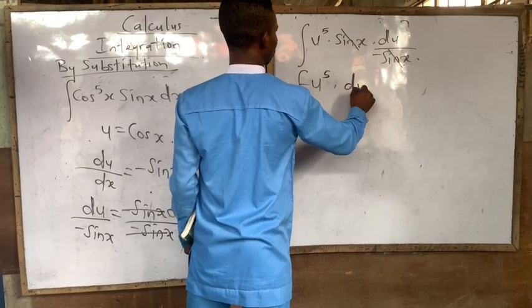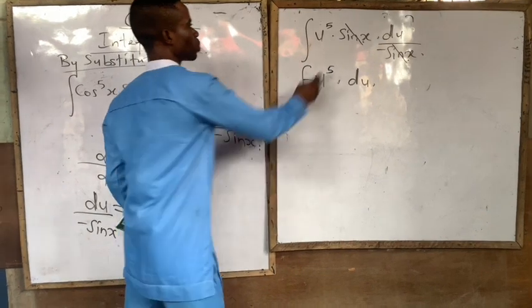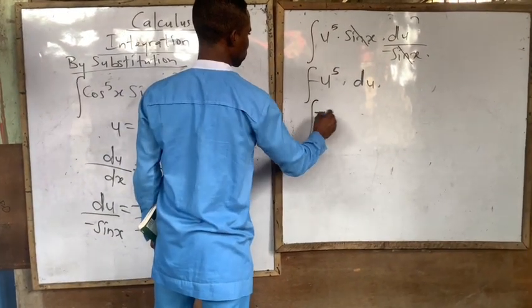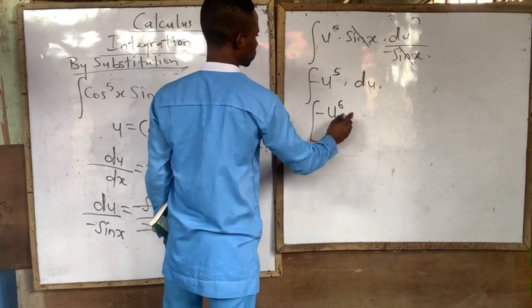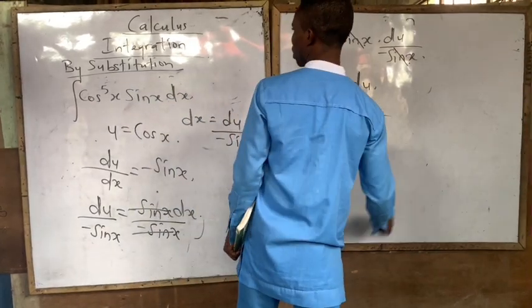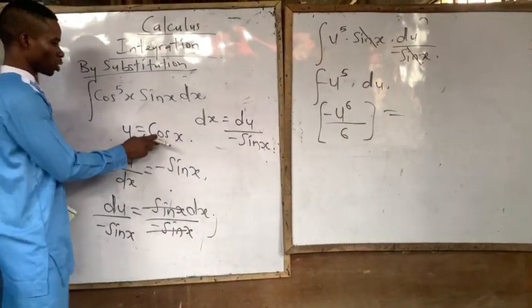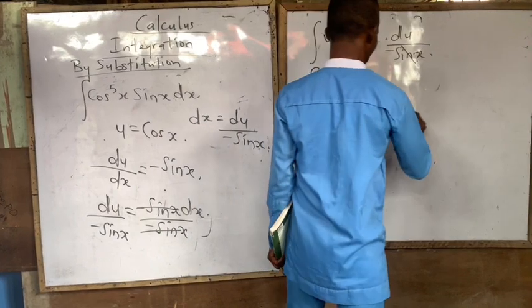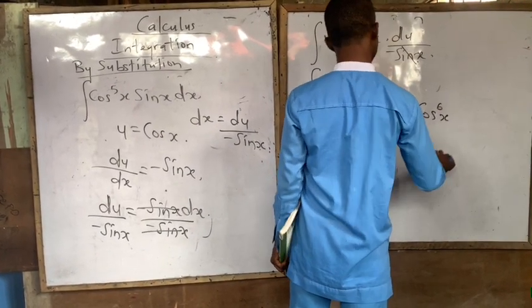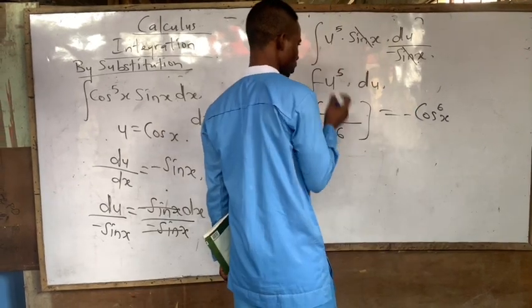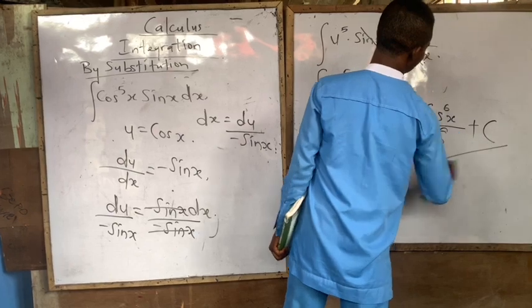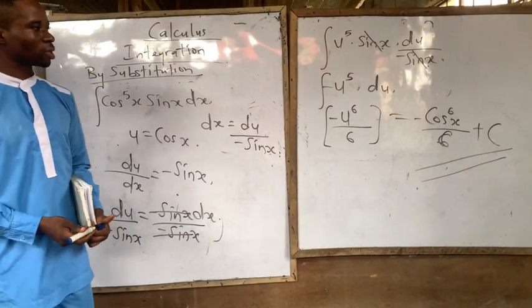So that means, because this one is 1 and the minus comes back here, integration of this is 6 (5+1), all over 6 again. So that means our answer. And what's our u? Our u is actually cos x. That means minus cos x, all over 6, plus an arbitrary constant, that is C.